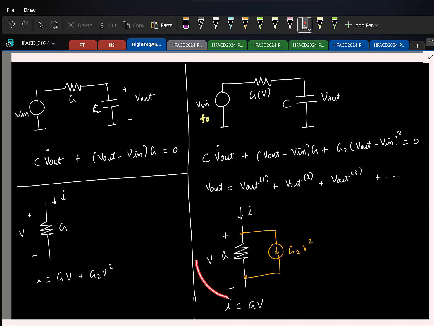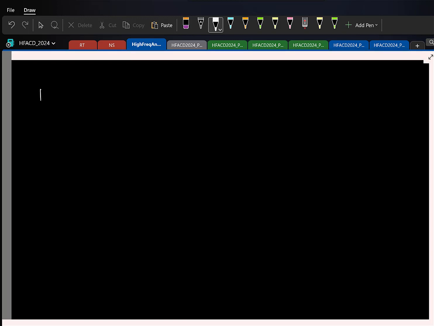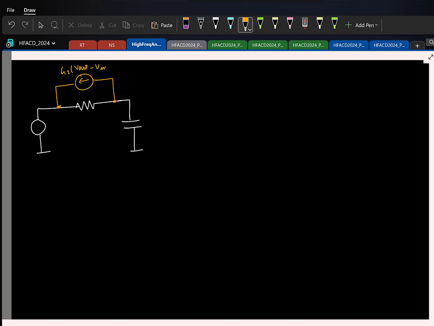So we'll try to use this and try to solve. I'm doing a bit of hand waving, but that's okay to explain. So now I'll replace the resistor. So the circuit is now this. I have a linear resistor, and the non-linearity is generated by another current source that we are injecting in the circuit. We should be careful with the direction of the current. So this is G2 times (V out minus V in) square. Okay.